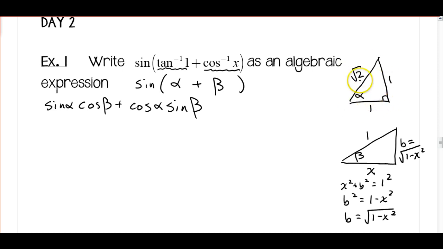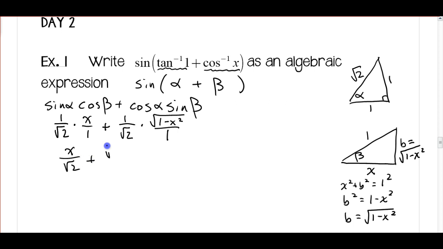And I'm going to go to my alpha angle, the triangle with alpha as the angle, so we want the sine. So sine is opposite over hypotenuse, so that's 1 over root 2. And for the cosine of beta, I'm coming down here. Cosine is x over 1 plus cosine alpha is also 1 over root 2. And then my sine of beta down here is the square root of 1 minus x squared over 1. So I've got x over root 2 plus the square root of 1 minus x squared over root 2.